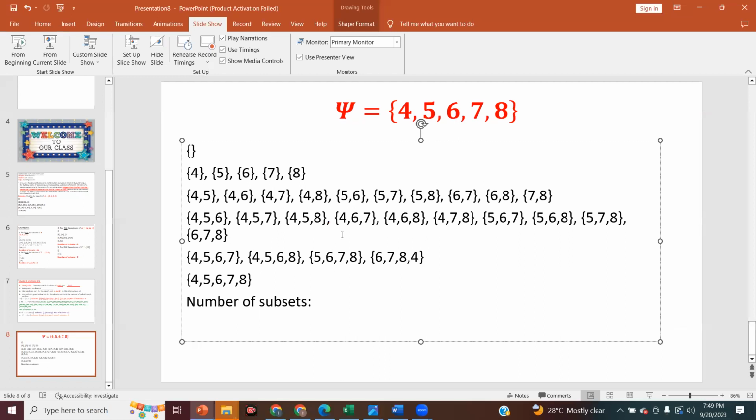Oh, that makes so much sense. Yes, right there. 4, 5, 7, 8. No, 4, 5. Yeah, 7, 8. That's correct. Okay, so the number of subsets is going to be 32.